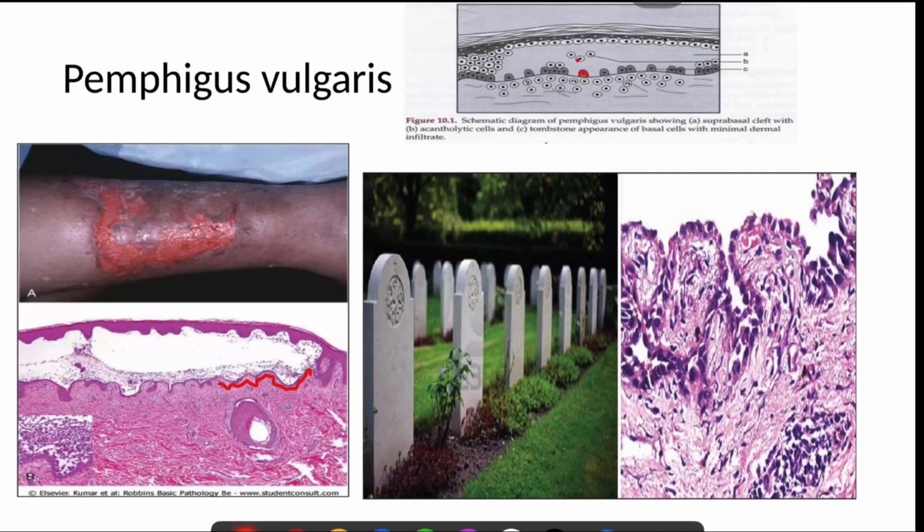So these are the cells, they are separated from each other. Some of the cells are still adherent to this basal layer. So this is called a tombstone appearance. See, this is called tombstone appearance of this basal layer. So this is a characteristic feature of pemphigus vulgaris.